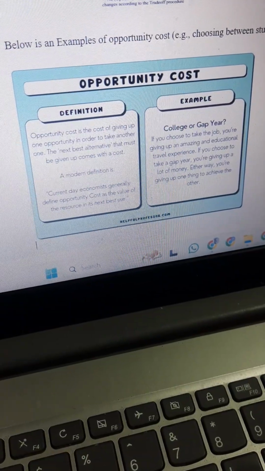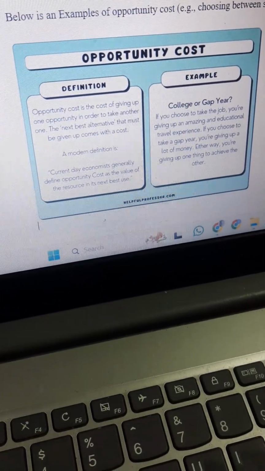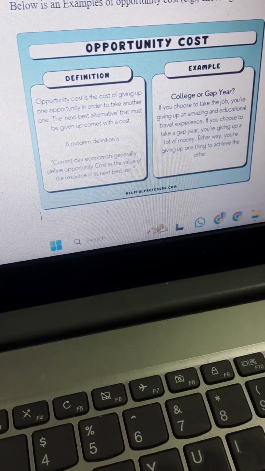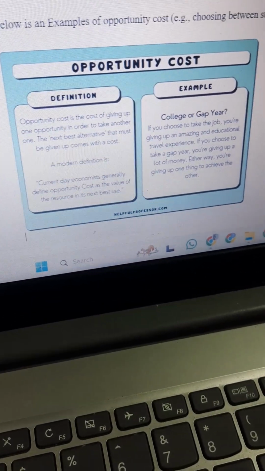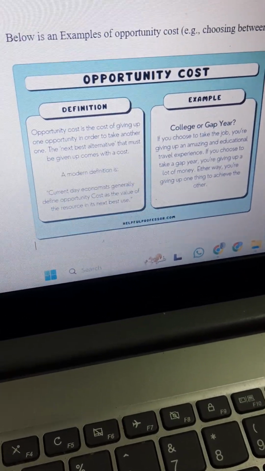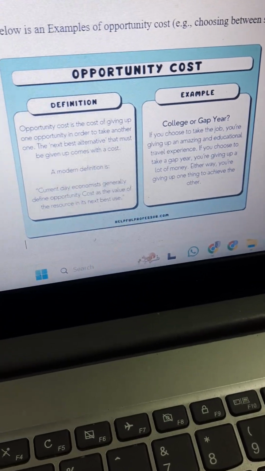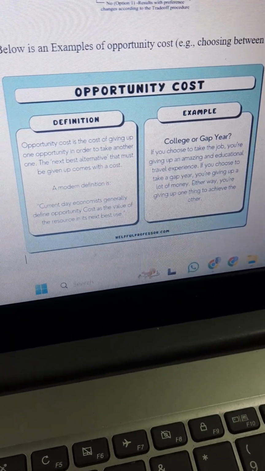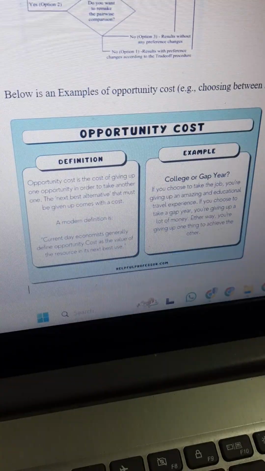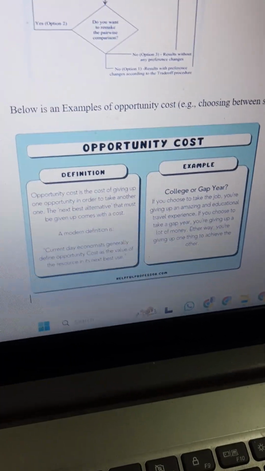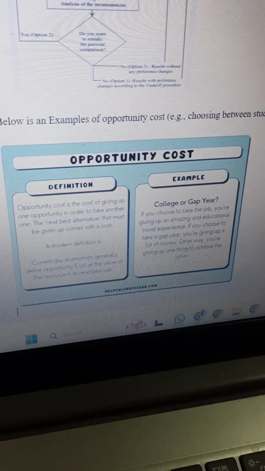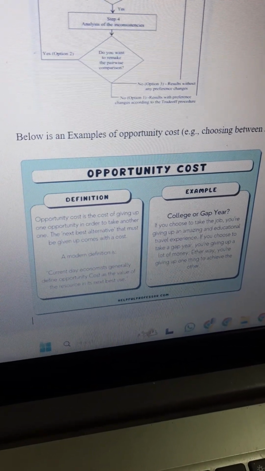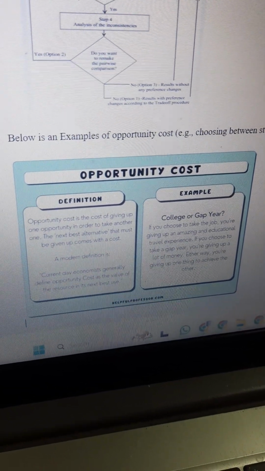Our example shows that if you choose now to take the job, you are giving up an amazing and educational travel experience. But also, if you choose to take a gap year, you are giving up a lot of money. Either way, you are giving up one thing to achieve the other. This is one of the examples that will also boost our learners' understanding.